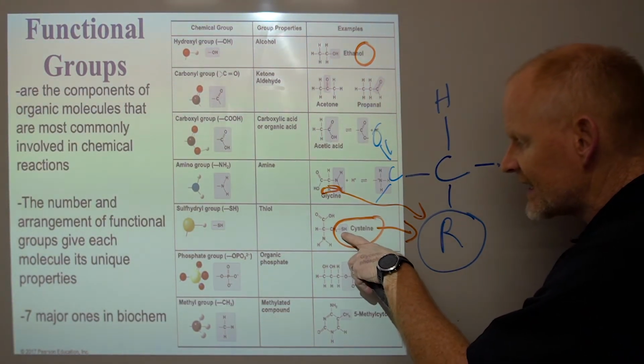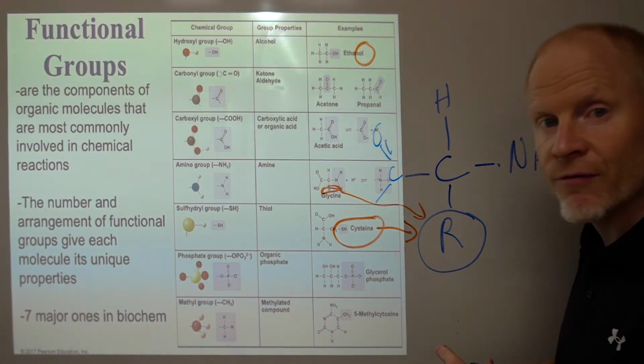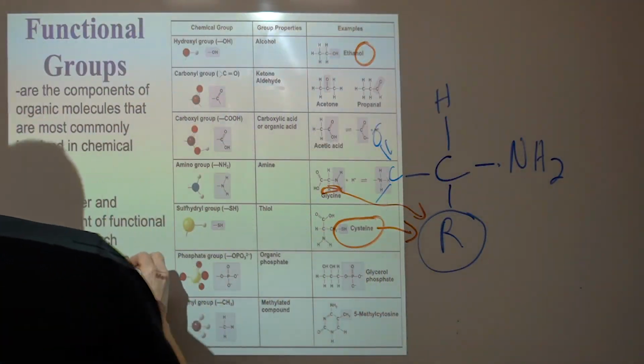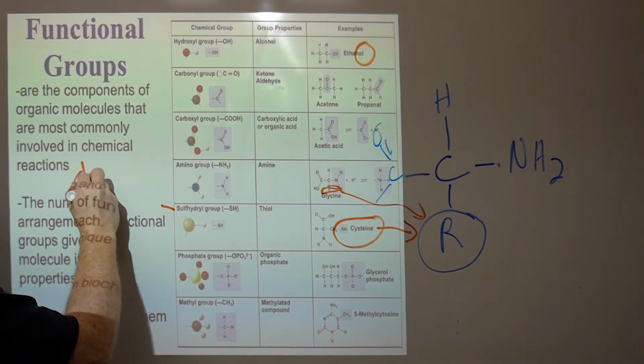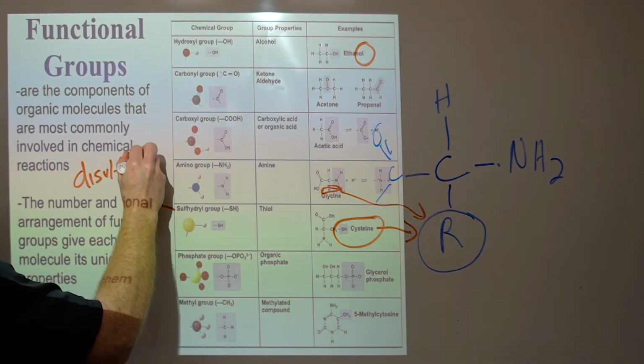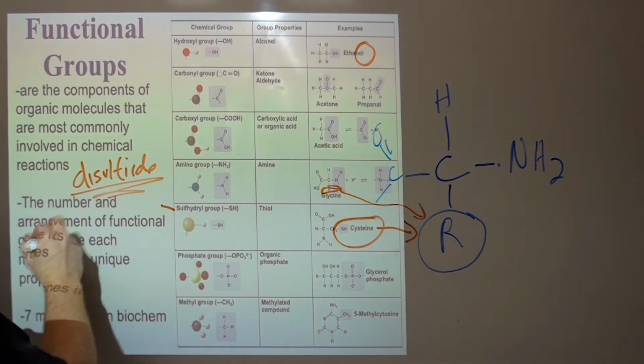Cysteine's pretty interesting. It has this SH group. This SH group can form disulfide bonds in certain molecules. So disulfide bonds, as I'll show you when we get to proteins. All right, a disulfide bond is a covalent bond.